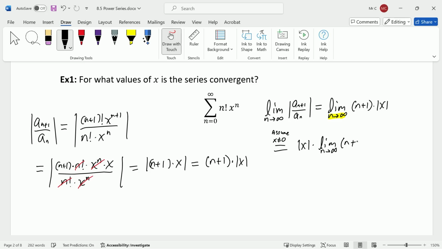Now, why does it matter that x is not 0? That's just because this would then become the limit of 0, because 0 times anything is 0. So it would change the result here. So if we're assuming that x is not 0, then the limit as n goes to infinity of n plus 1 is infinity. So it doesn't matter what x I multiply it by here, I get infinity. And so what does that tell us? Then that implies that the series diverges by the ratio test.